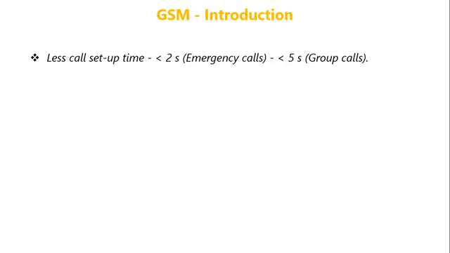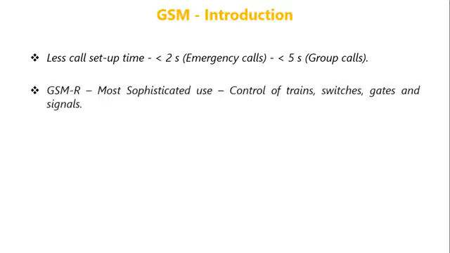Emergency calls can be set up in less than 2 seconds, and group calls can be set up in less than 5 seconds. Calls can be directed, for example, to all users at a certain location, all users with certain functions, or all users within a certain number space. Okay. So these are some of the additional features provided by GSM-R.